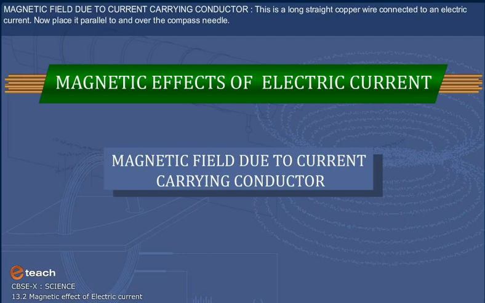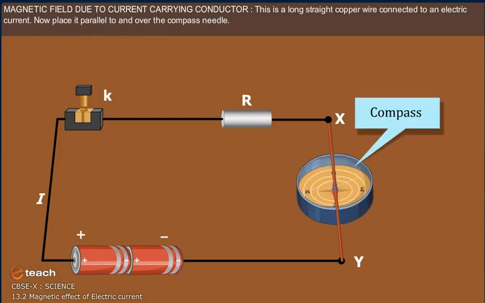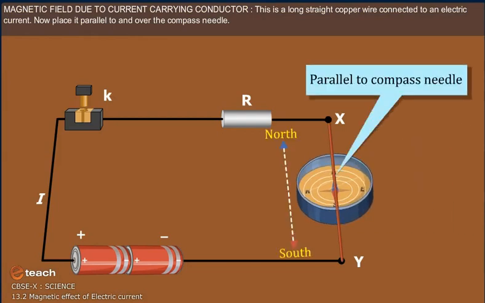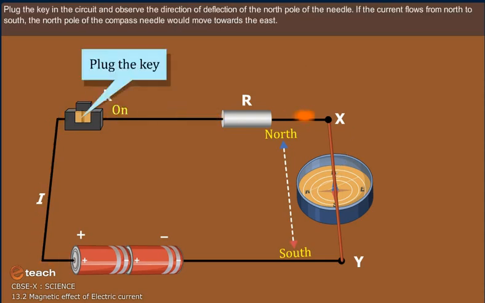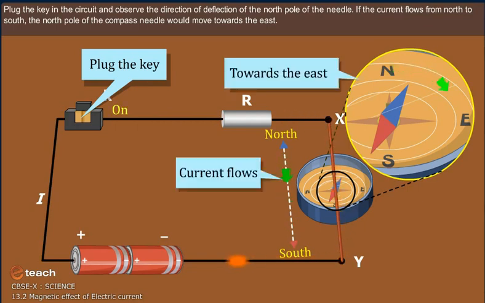Magnetic field due to current carrying conductor. This is a long straight copper wire connected to an electric current. Now place it parallel to and over a compass needle. Plug the key in the circuit and observe the direction of deflection of the north pole of the needle. If the current flows from north to south, the north pole of the compass needle would move towards the east.